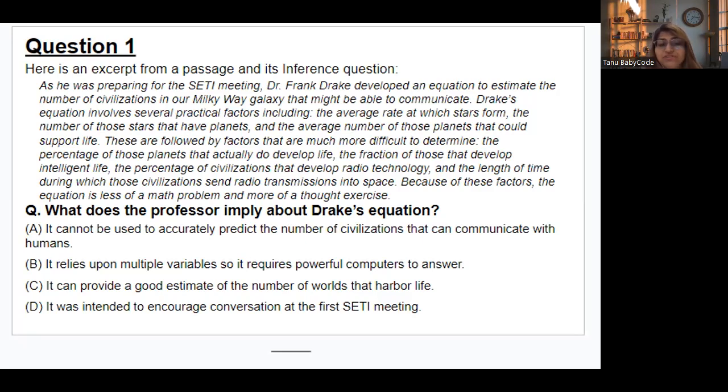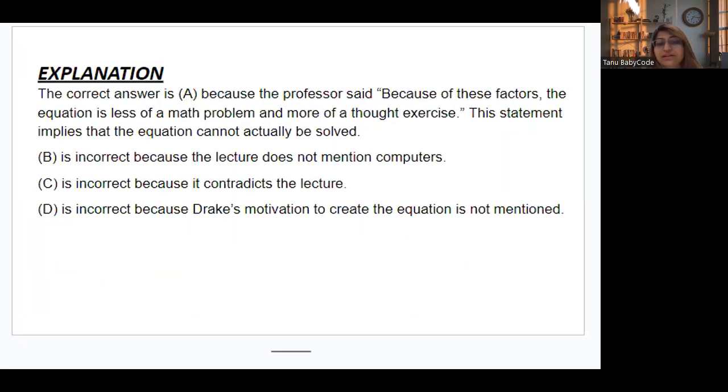So only the first. If you look at the A option, he mentions that because of these factors, the equation is less of a math problem and more of a thought exercise. That means it cannot be used accurately to predict the number of civilizations, right? For a better explanation, you can see the explanation part.